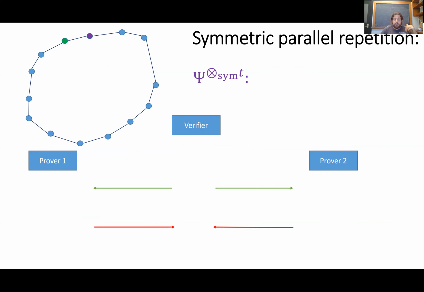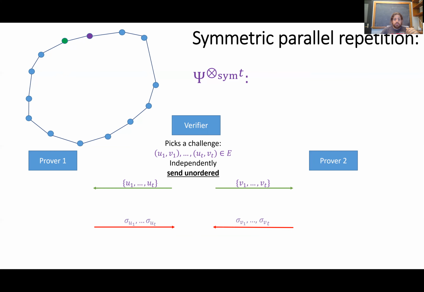So what is symmetric parallel repetition? Well, it's very similar to parallel repetition. Again, you have your verifier. He wants to verify that the instance is highly satisfiable. But now, instead of picking challenges and sending them as tuples, the verifier is going to pick challenges and send the endpoints to prover 1 and prover 2 as unordered tuples. Or said otherwise, he is going to send the challenges to the provers as sets.